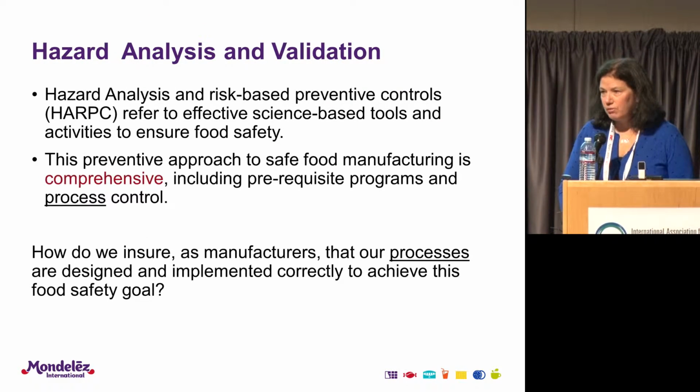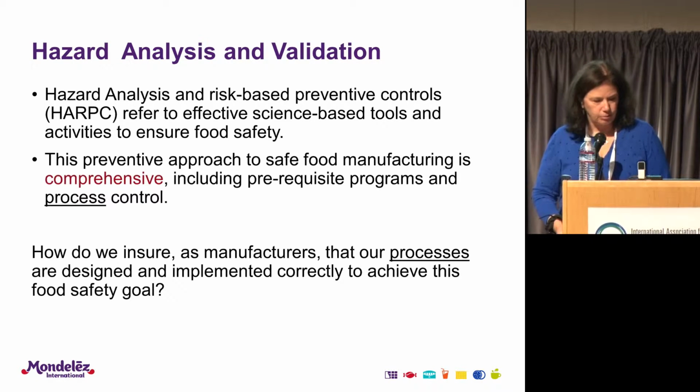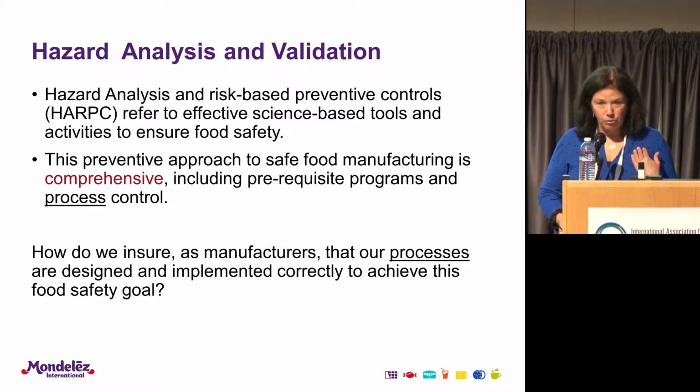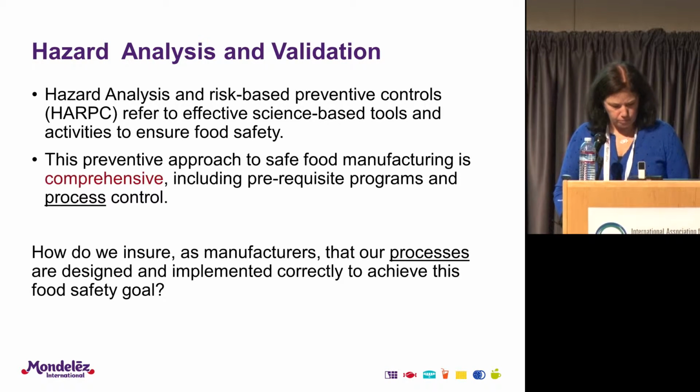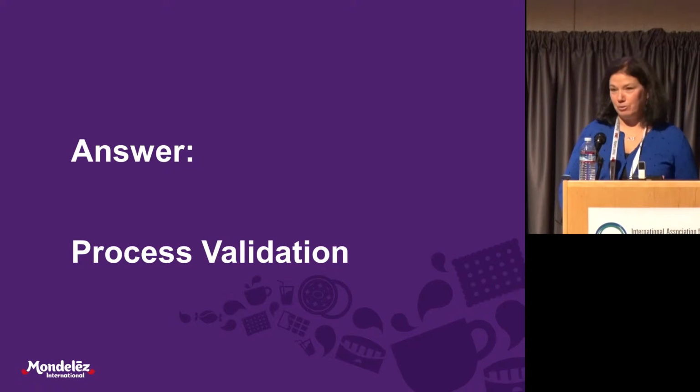So what is the food safety context of process validation? Hazard analysis and risk-based preventive controls refer to effective science-based tools and activities to ensure food safety. This preventive approach to safe food manufacturing is comprehensive and includes prerequisite programs and process control. So how do we as food manufacturers ensure that our processes are designed and implemented correctly to achieve this food safety goal? Does everyone know the answer? It's process validation.